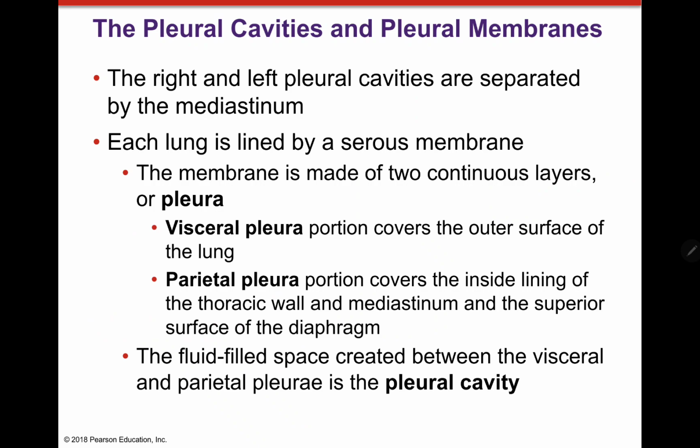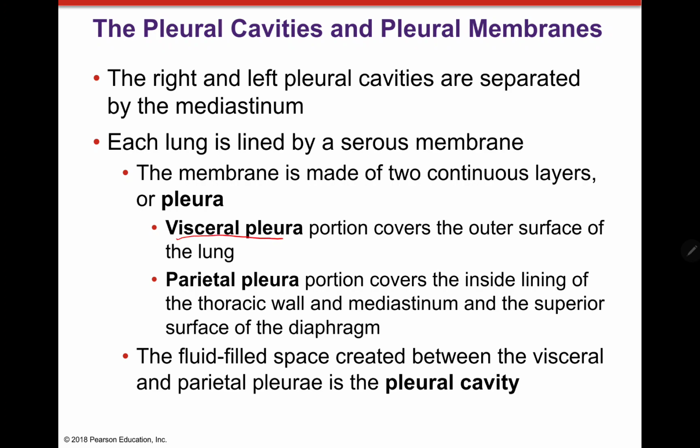When we're looking at the lungs, we have the right and left pleural cavities, and they are separated by the mediastinum. Each lung is lined by a serous membrane made up of 2 continuous layers called pleura. We have the visceral pleura, which covers the outer surface of the lung. And you have the parietal pleura, covering the inside lining of the thoracic wall, the mediastinum, and the superior surface of the diaphragm. So the parietal pleura is on the chest wall cavity, whereas the visceral pleura is directly on the lung.